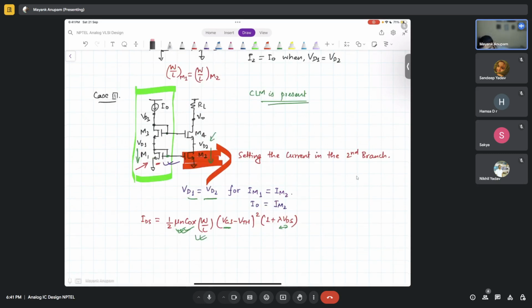Now, having said that, it is not possible to control the drain voltage here, right? To make sure that the drain voltage of both the MOSFETs are the same is not really possible because the drain voltage at this point is also controlled by the load, right? And load resistance can change, and a whole lot of things can change here at the output side, in the right branch.